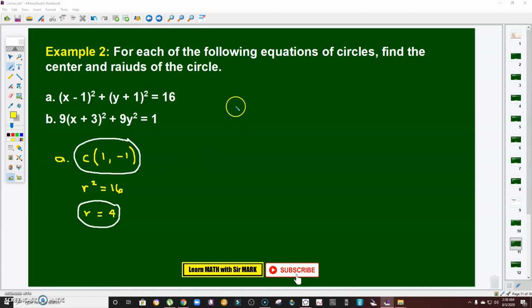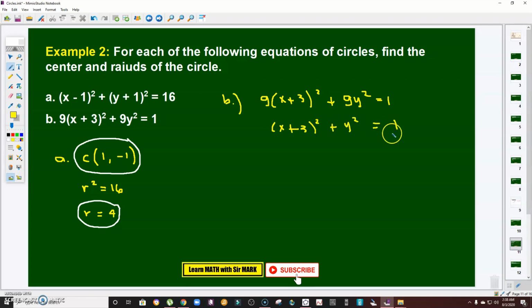Okay, so let's have letter B. For letter B, let me rewrite it. So 9(x plus 3) to be squared plus 9y squared equals 1. Now note that if I'm going to divide both sides by 9, what will happen here is that (x plus 3) to be squared plus y squared equals 1 over 9. See that? So that's it.